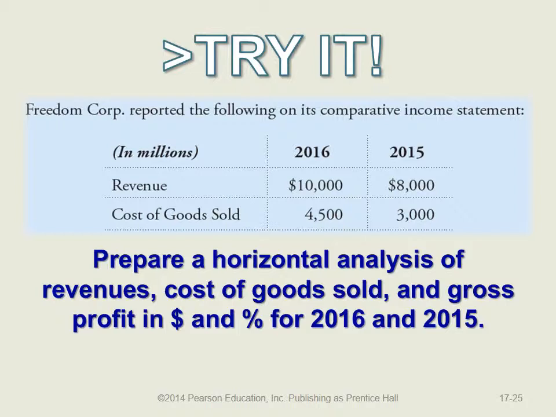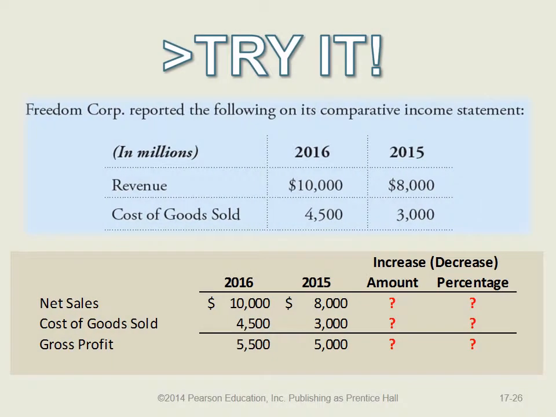In this example, prepare a horizontal analysis of revenues, cost of goods sold, and gross profit for Freedom Corporation from 2016 and 2015. We can easily set up a table for computing the dollar amount changes and the percentage changes. The $2,000 increase in net sales represents a 25% increase over 2015. The $1,500 increase in cost of goods sold represents a 50% increase. Together, we see that gross profit only increased by 10% over 2015.